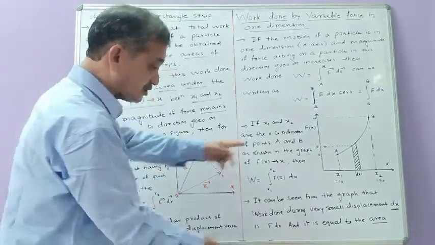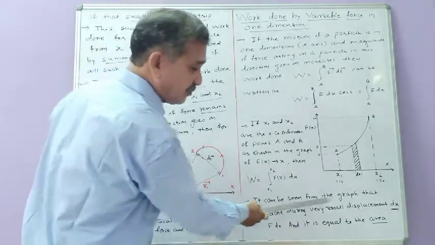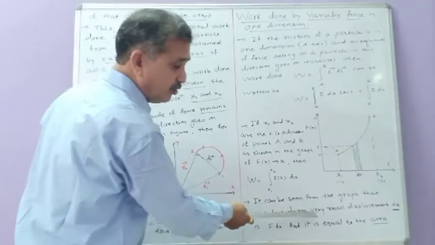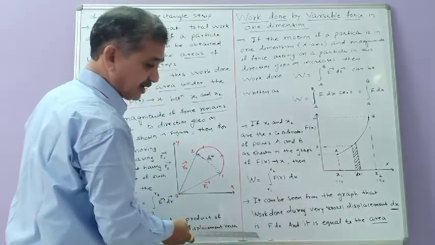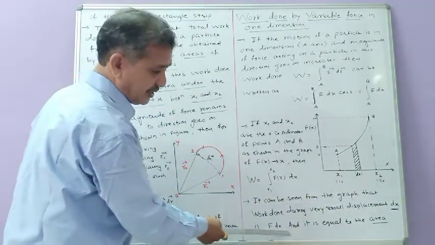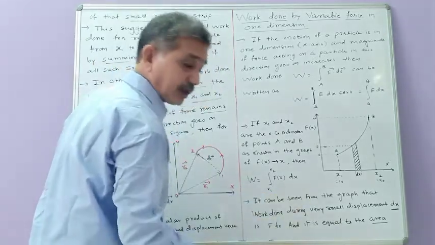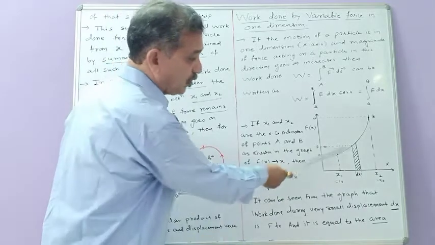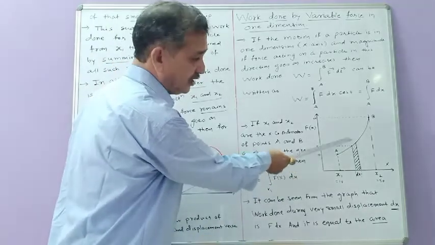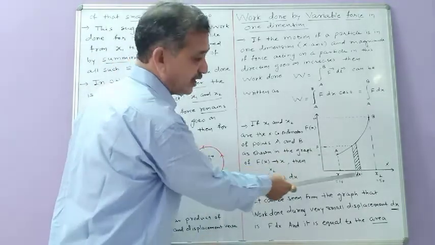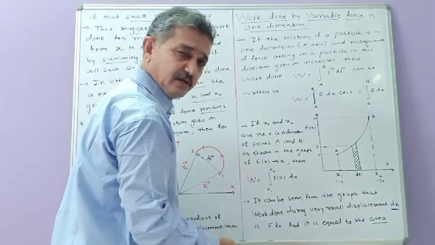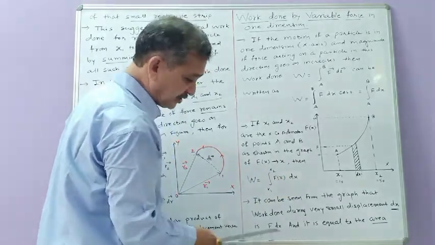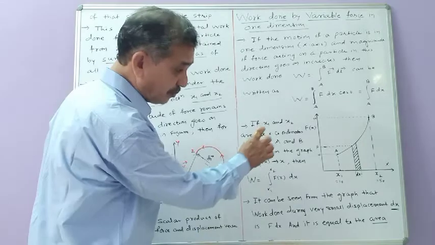So here, the same point is here. It can be seen from the graph that the work done during a very small displacement like dx is F into dx. And it is equal to what? It is equal to the area of this small rectangle strip. So what will be the length of this strip? The length of this strip is equal to the constant force, and the width of the strip is equal to dx. That means F into dx is nothing but the area of this rectangle strip.